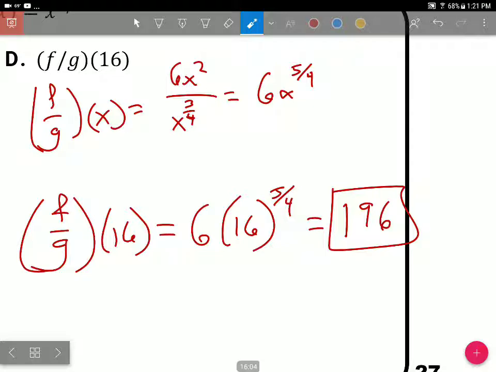All right, so here we go. So again, you just did 2 minus 3/4, which gave you 5/4, and then you plugged in 16. So 16 to the 5/4. Anybody know what 16 to the 5/4 is?